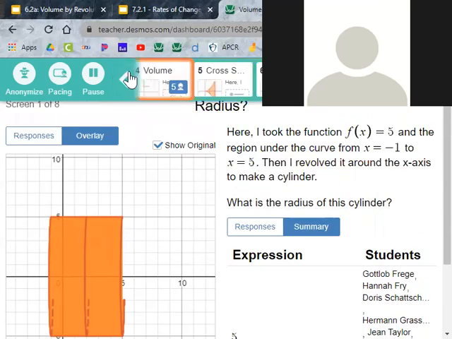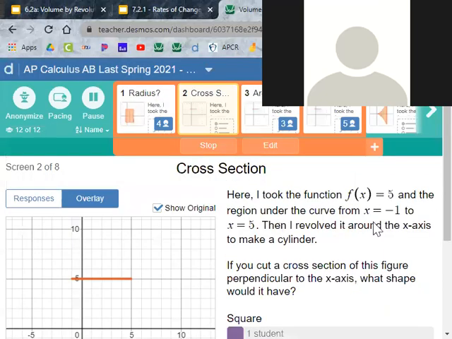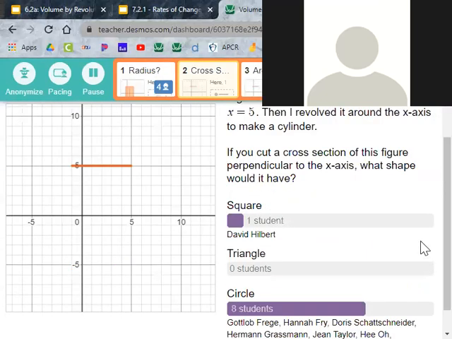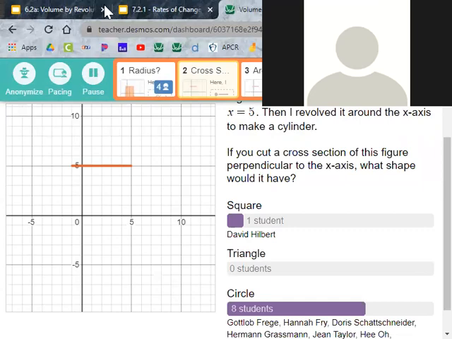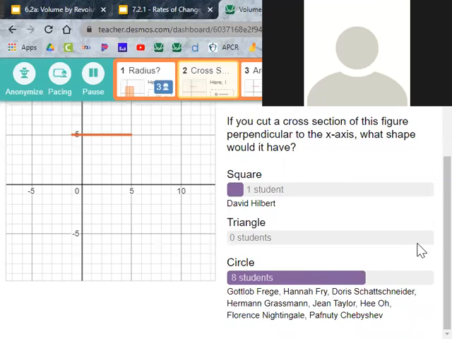So this question is particular about where you're cutting and how you're cutting it. If you cut a cross section of this figure perpendicular to the x-axis, so straight up and down like this, what shape would it have? And for the people that have responded, our consensus is that it's a circle.